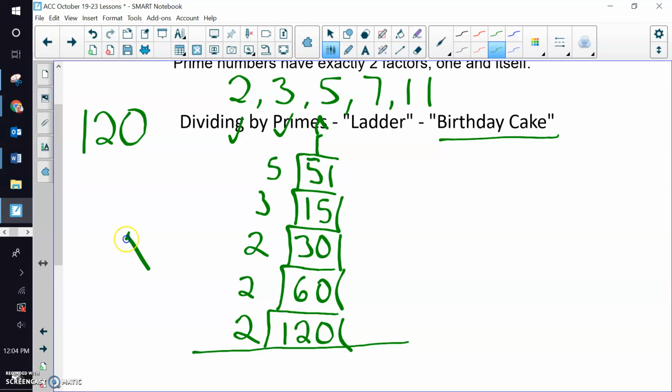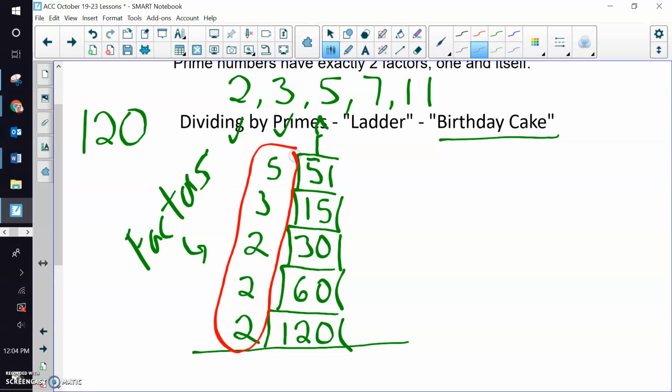So our factors are located along the side. This is where our divisors are. These are the factors which we used to divide. So our list of factors is 2 times 2 times 2 times 3 times 5. If we multiplied all of those together, we would get 120. So this is finding all the prime factors using this method. It's called division by primes, or birthday cake.